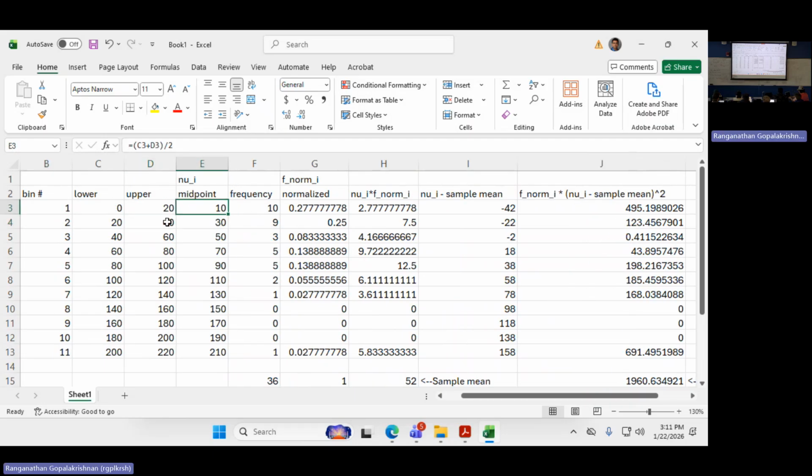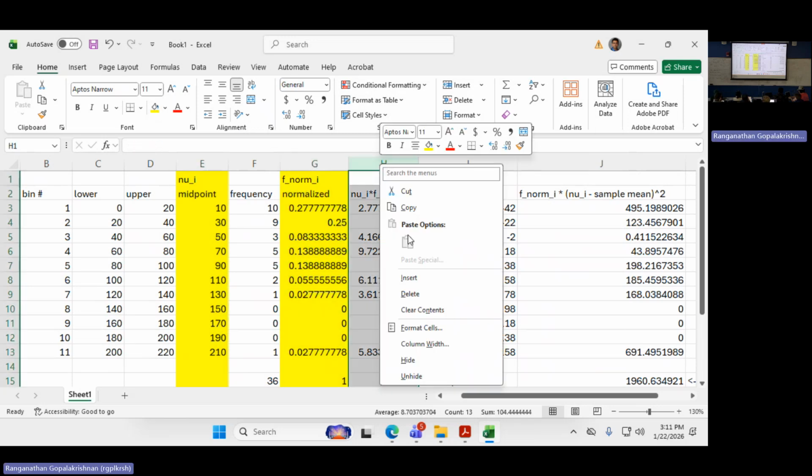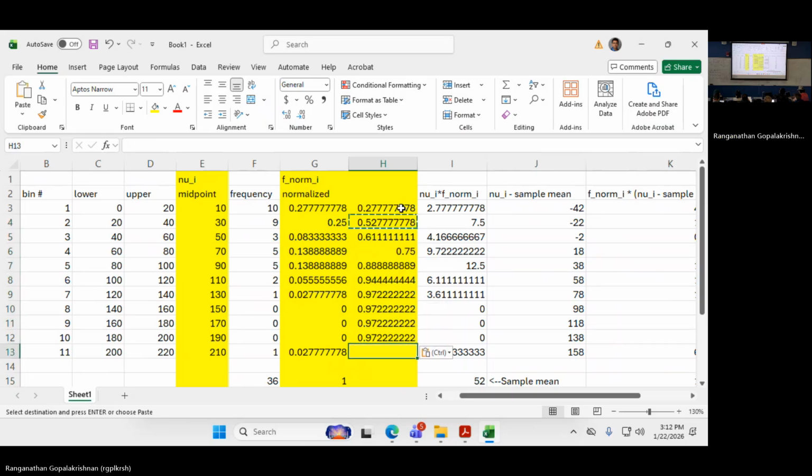So you have here midpoints. I'm going to highlight this column and this column. I'm also going to calculate one more column where I take this and add it to the previous row so that I get something like a cumulative frequency. So what I'm asking you to check is, between 8 and 96, does 68% of the data lie?